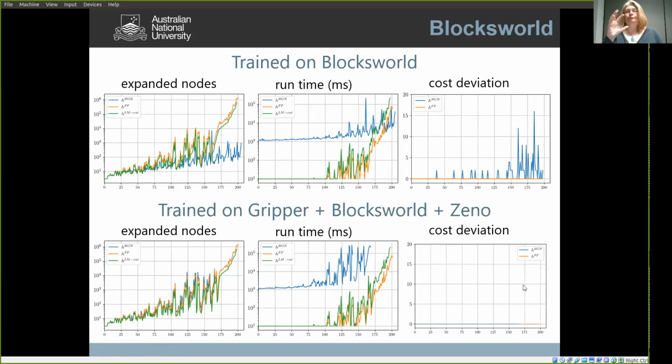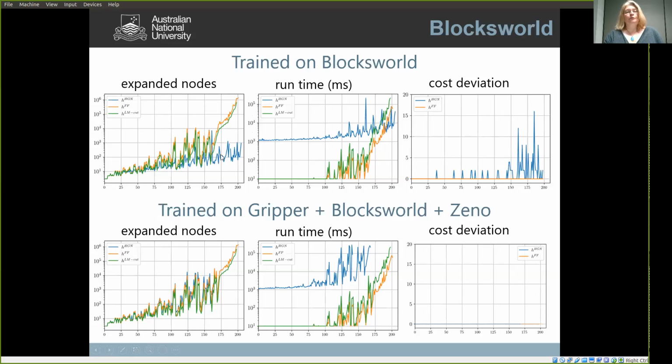So I'm going to present the results domain by domain, starting with Blocksworld. In the top here, you have the single domain experiment for Blocksworld, and at the bottom, you have the multi-domain experiments. On the left-hand side, number of expanded nodes, in the middle runtime, on the right, the cost deviation. The network heuristic is in blue, in green we have LM-cut, and in orange we have FF. So I want you to observe a number of things. Well, firstly, the runtime of the network heuristic is not competitive, at least for the small problems. On the other hand, it starts getting competitive for larger problems, and the runtime does not increase nearly at the rate that the other heuristics increase.